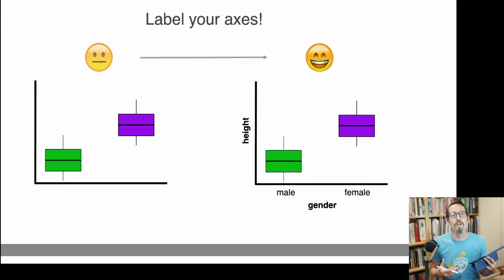People should be able to look at your graph and understand what it's about. They may encounter your graph in the absence of any words that you have surrounded it with in a report. So the graph should speak for itself.